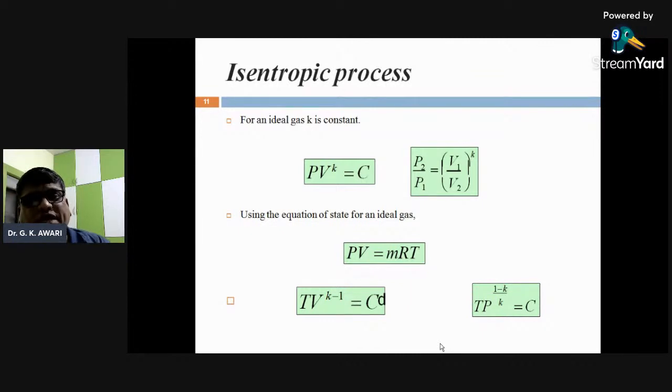PV to the power of K is equal to C. So therefore P2 by P1 is equal to (V1 by V2) to the power of K. Using the equation of state for ideal gas, that is PV is equal to mRT, TV to the power of K minus 1 is equal to constant, or T P to the power of (1 minus K) divided by K is equal to C.